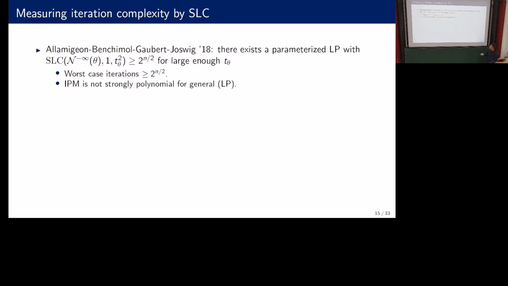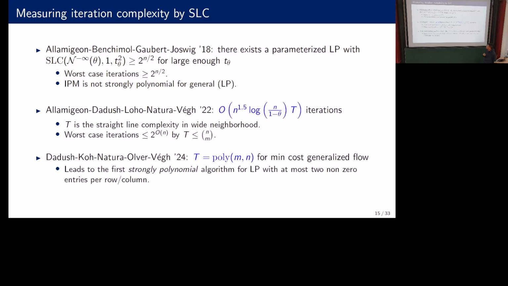And perhaps a negative result considering this straight line complexity is from 2018, when Allamigeon, Benchimol, Gaubert, and Joswig provided a parameterized LP such that the straight line complexity in the wide neighborhood is lower bounded by 2 to the n, which shows that in the worst case scenario, path following IPMs indeed need 2 to the n many iterations, and hence it's not strongly poly for general linear programs.